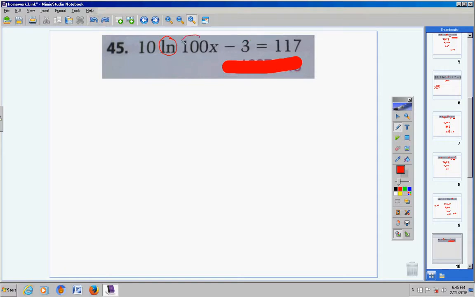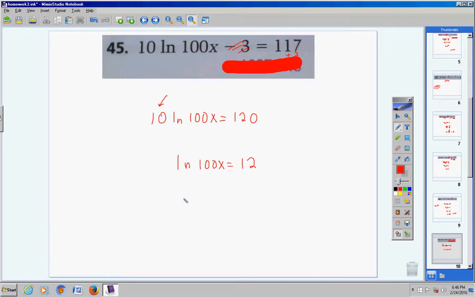So here's my argument. So I've got to get rid of a negative 3 and a positive 10. So I'll bring the negative 3 over and make it a positive 3. So I'm left with 10 natural logarithm 100x equals 120. Now divide both sides by 10 to get rid of this 10 right here. And we're left with the natural logarithm of 100x equals 12. Okay? Now, my logarithm is finally isolated.